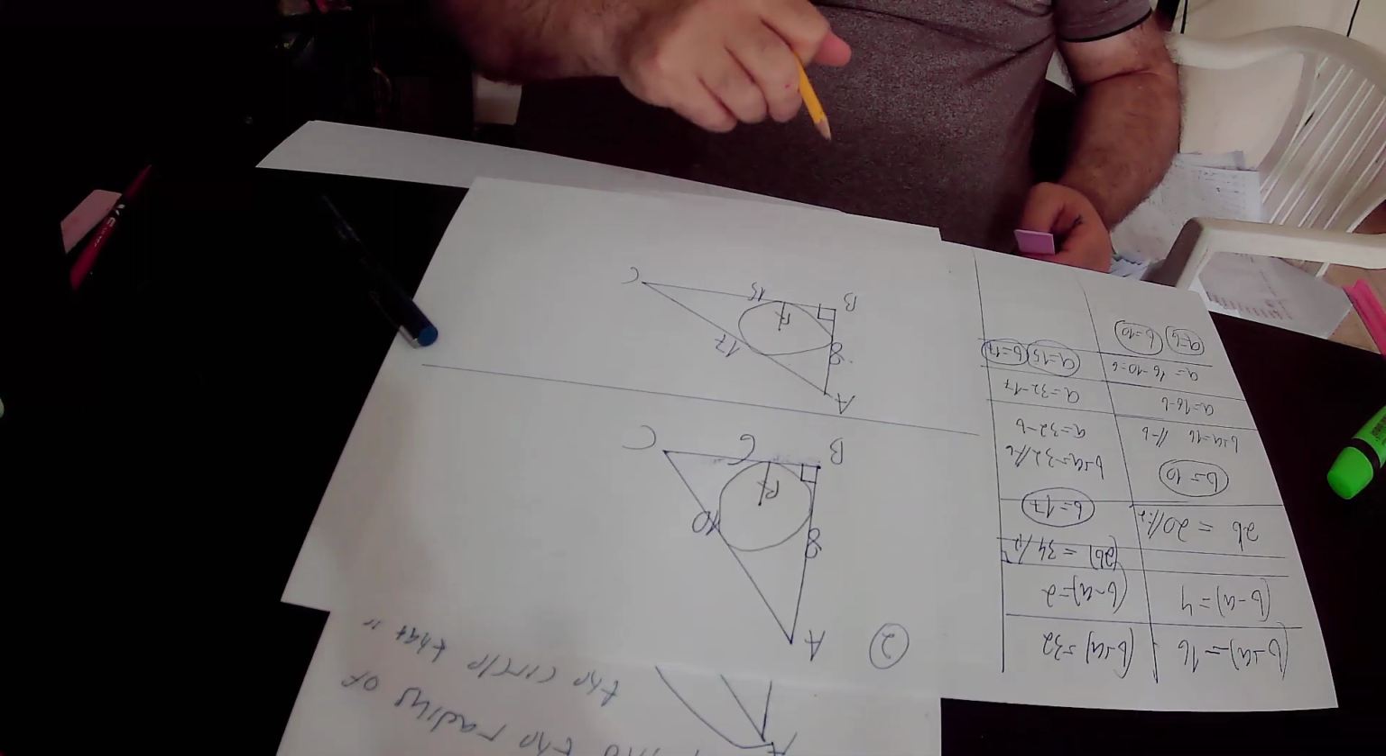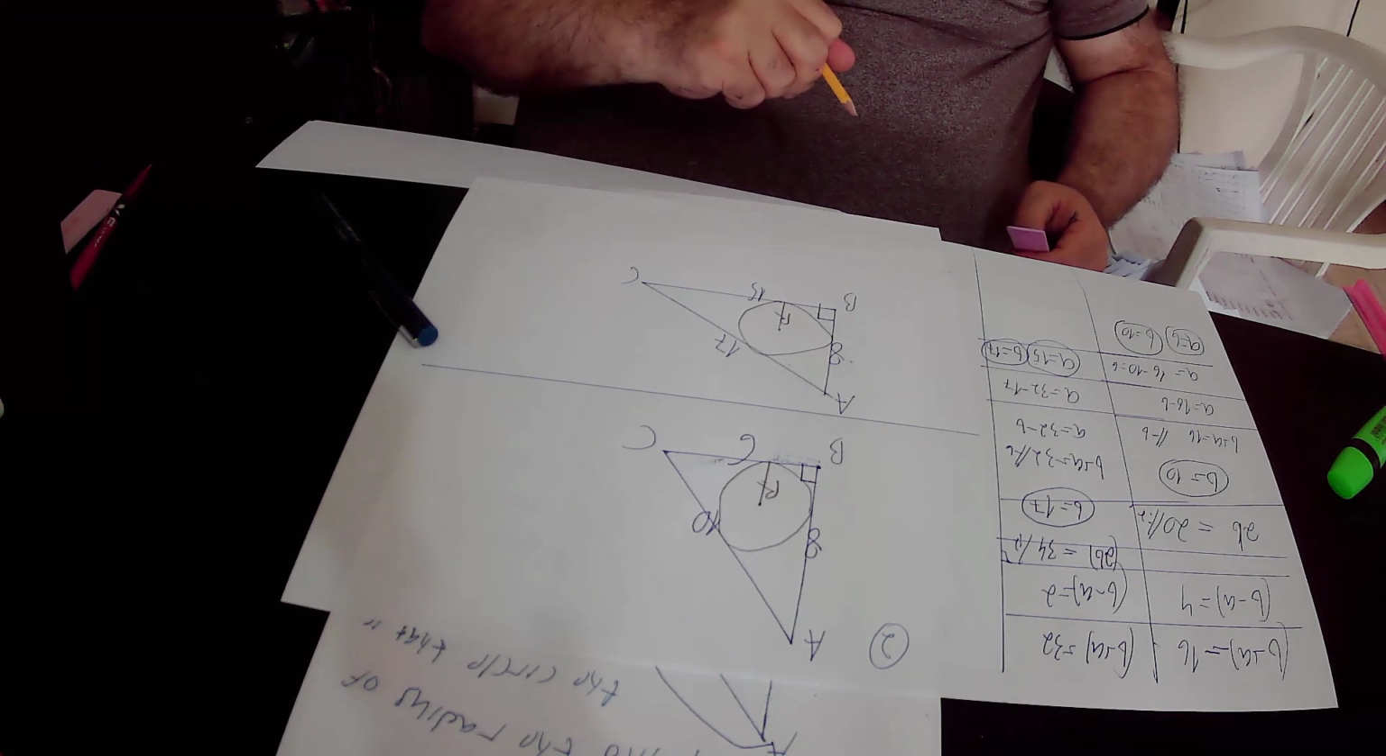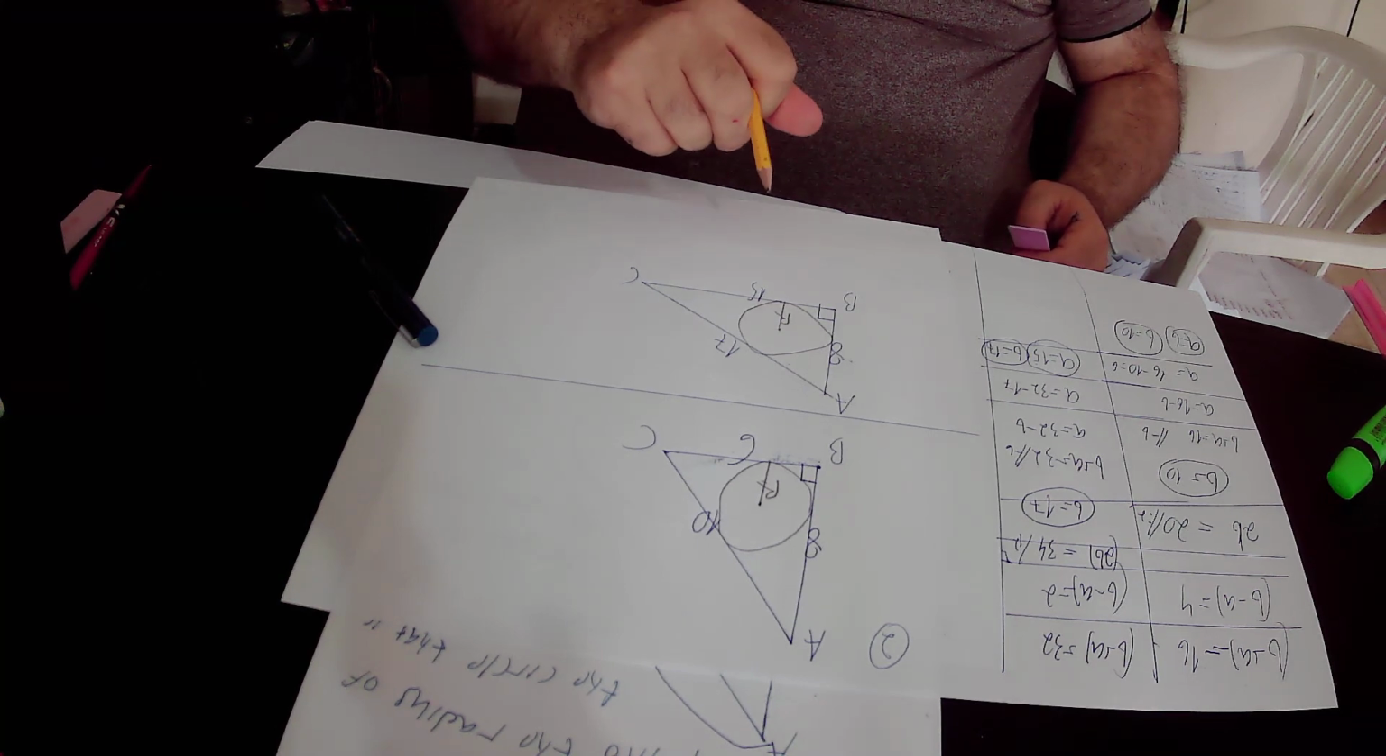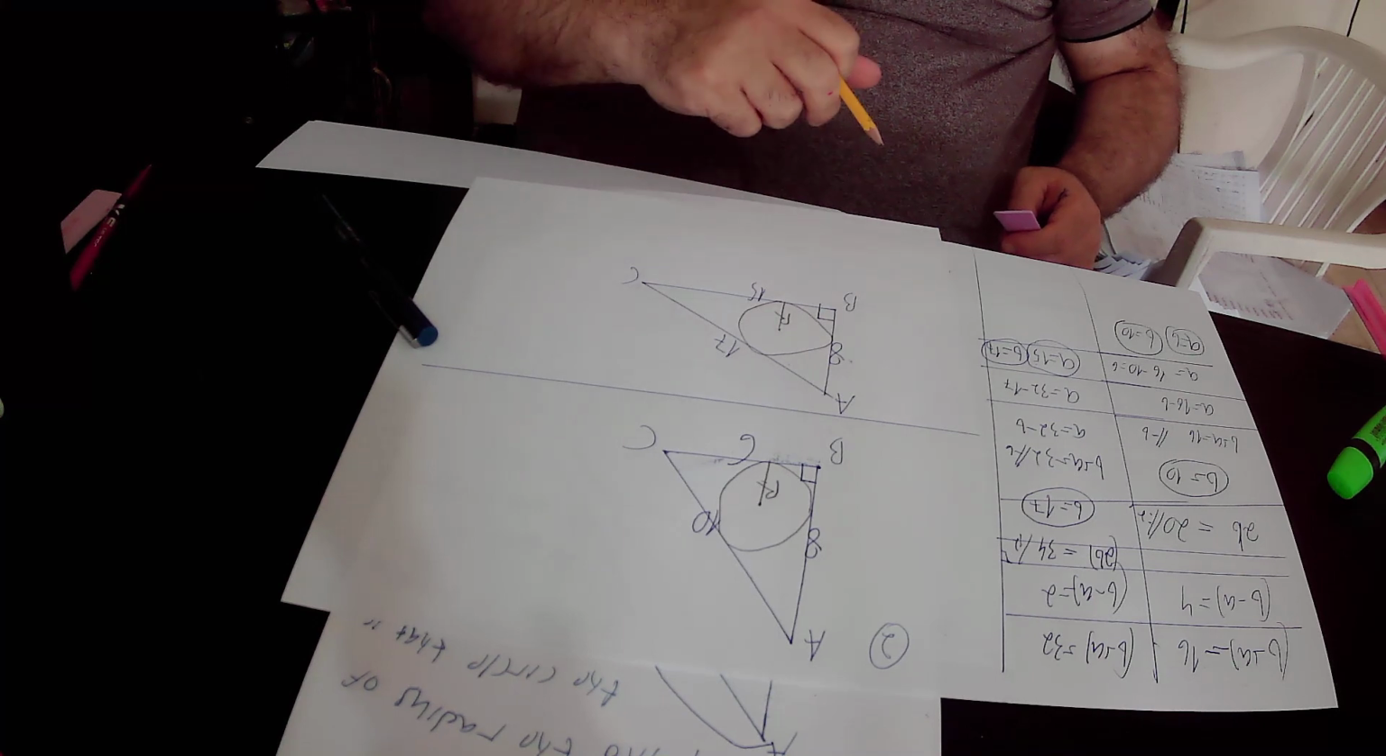The radii of the two right triangles that enclose the two circles inside them.